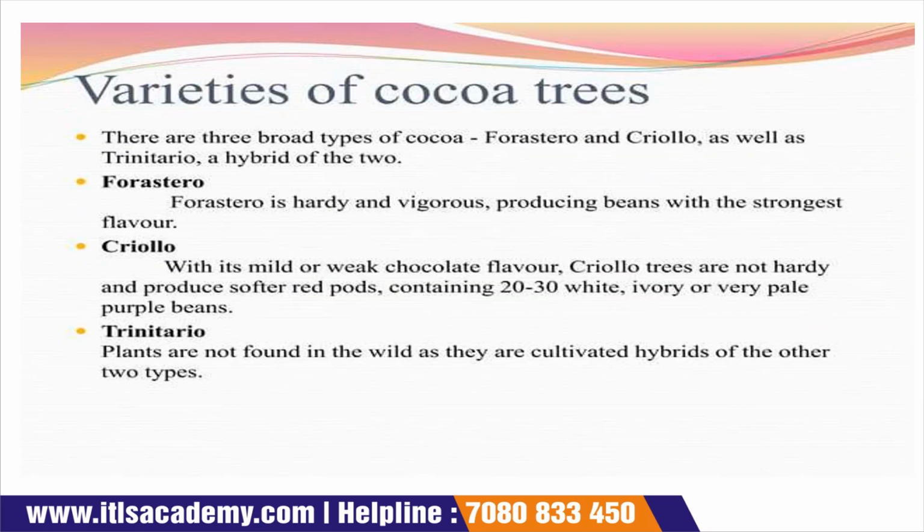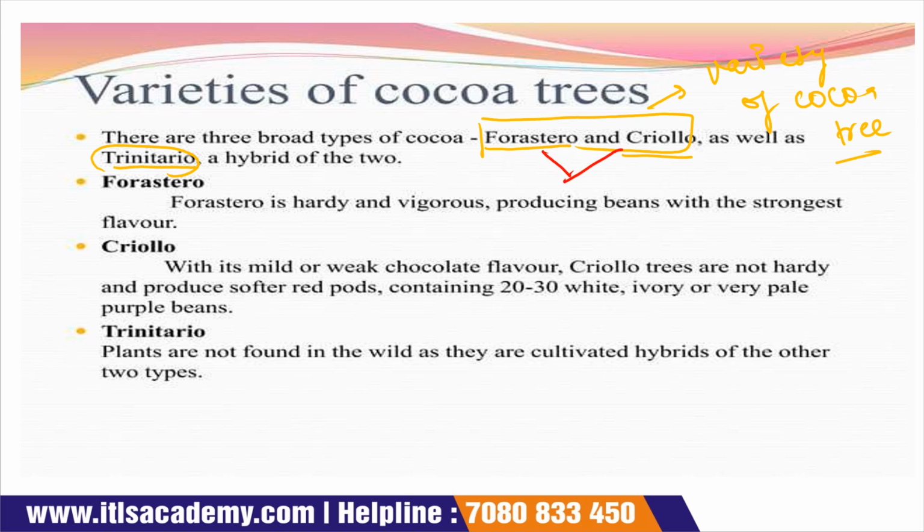Varieties of cocoa tree. If we talk about the varieties of the cocoa tree, there are three types. One is Forastero, second is Criollo, and third is Trinitario. These are the varieties of the cocoa tree. And one more thing I want to add: Trinitario is the hybrid of both of these.